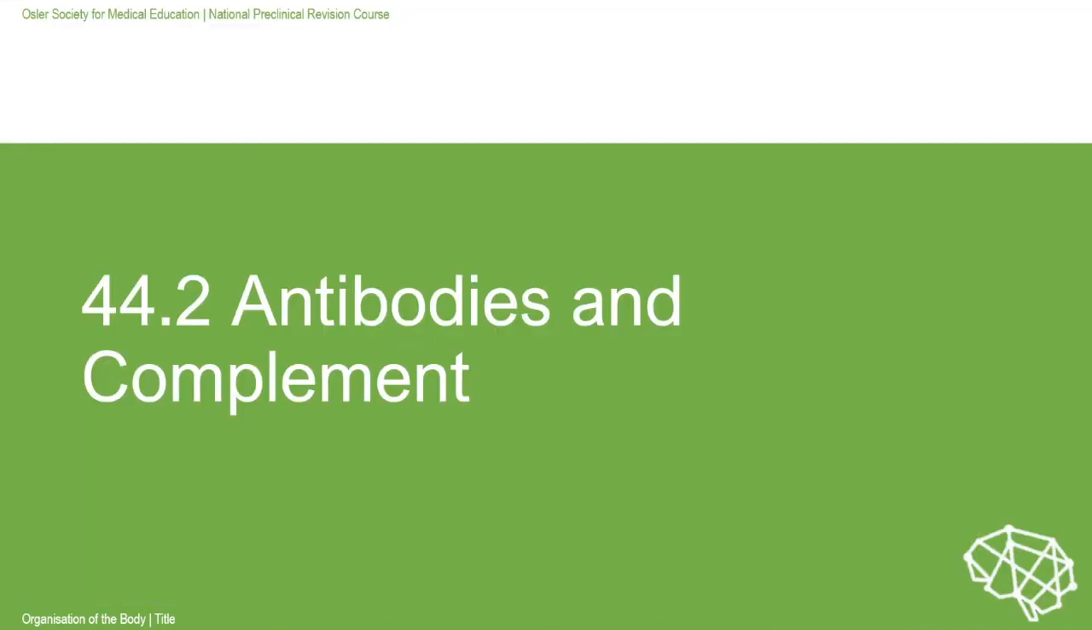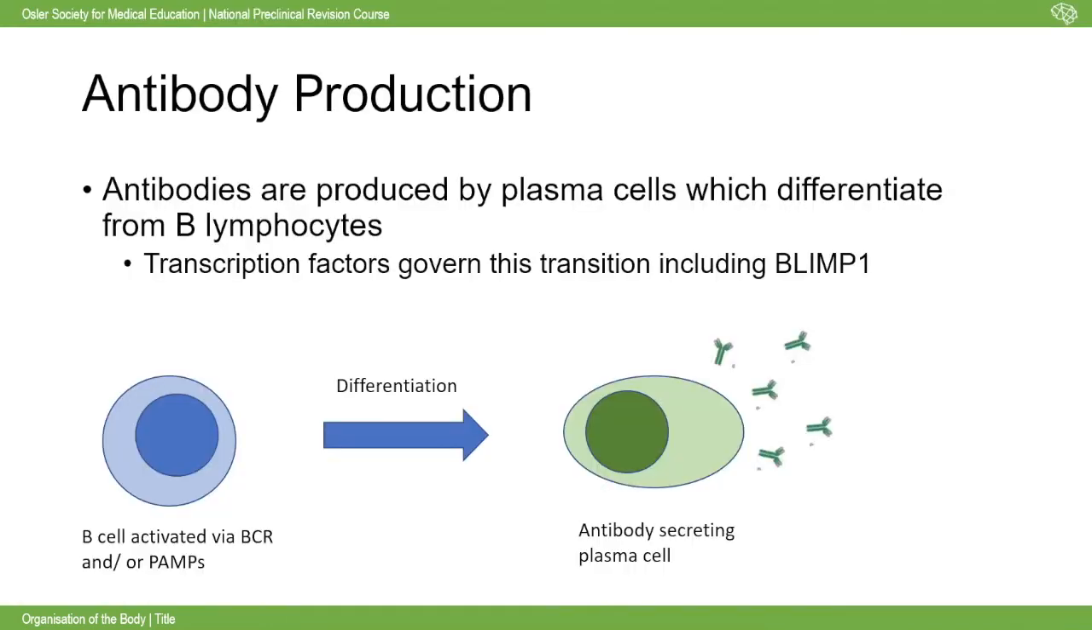So now looking at antibodies and complement. So antibodies are produced by plasma cells, which differentiate from B cells. I've just put in the transcription factor, which is involved in this, which is BLIMP1, which converts the B cells to the plasma cells, which are then able to secrete antibody.